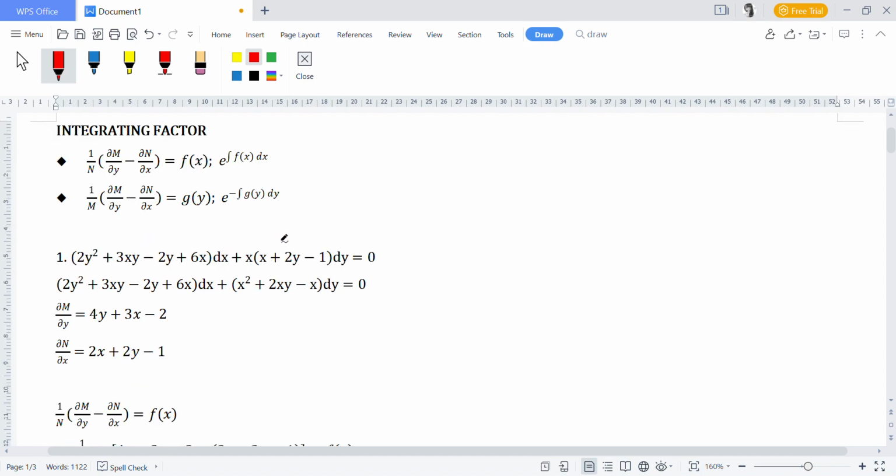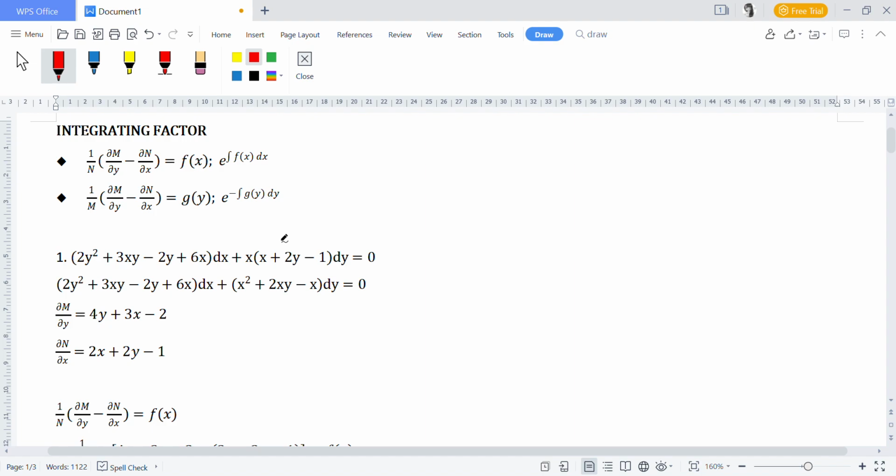So let's proceed with the examples so we can further emphasize the concept of these integrating factors. As usual, I have here two examples that I have already solved, and I'm just going to explain to you guys how I come up with the answer, or what process I use to get the answer.